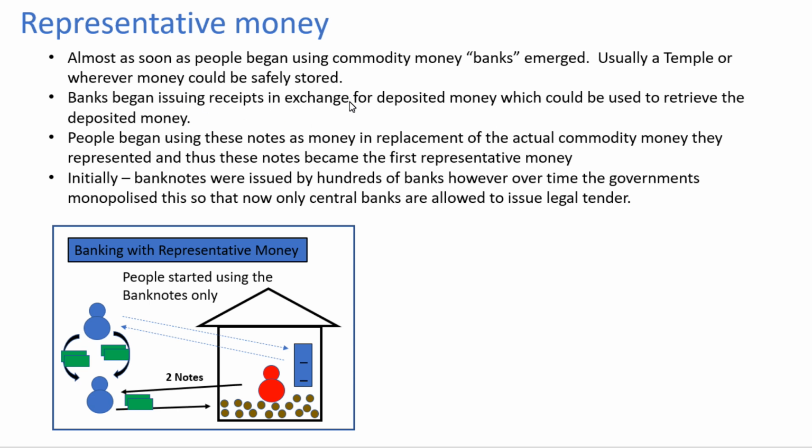And actually, banking is from where this representative money occurs. Initially it would be a temple, a safe place where people could store their commodity money, which back then could have been, say, gold or silver. And then the banks started issuing banknotes, or representative notes, which could be used by individuals instead of the actual commodity money itself to transact with each other.